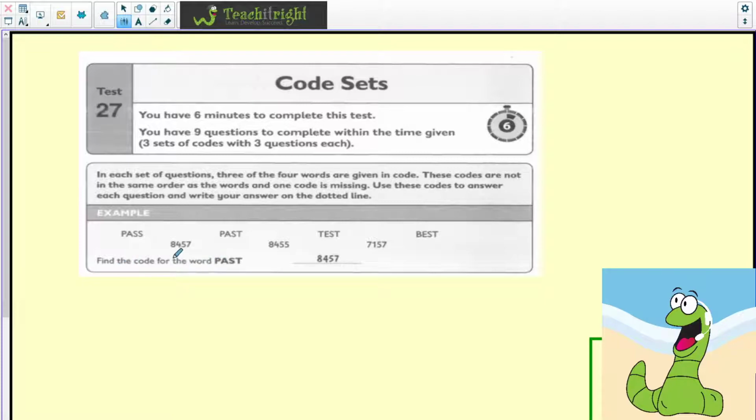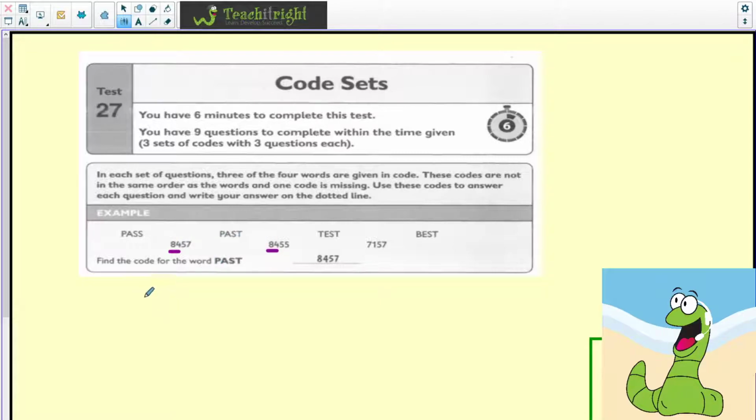So the first thing to do with these is always look at letters that are the same in the same position, or also looking at numbers that appear in the same position. And it's quite obvious here. We've got 8 and 4, so that indicates that those 2 letters have to be the same. So we've got a P and an A and a P and an A. These words begin with TE and BE, so we know the 8 and the 4 must be a P and an A.